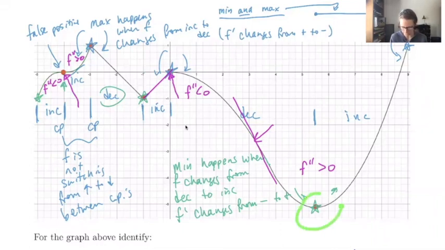So for example, here's a critical point. Is this critical point also an inflection point? No. Good. Here is an inflection point, but it's not a critical point. Okay, so just because you have a critical point doesn't mean you automatically have an inflection point. You have to think about what inflection points are: where does my concavity change?